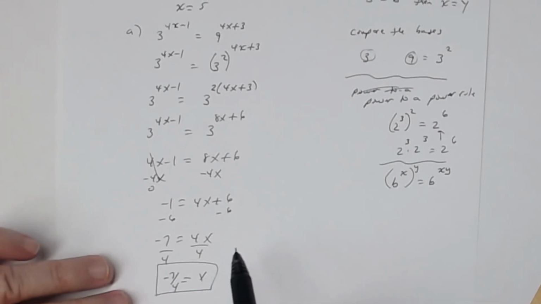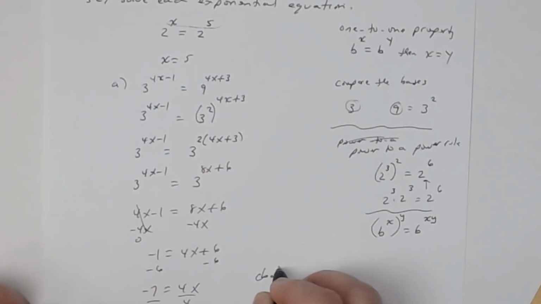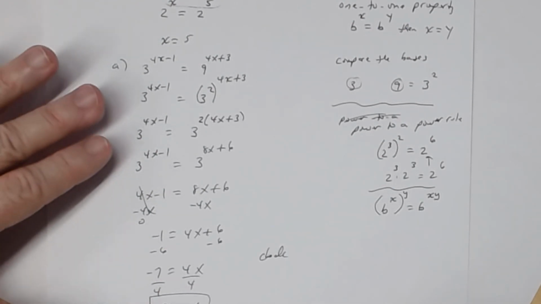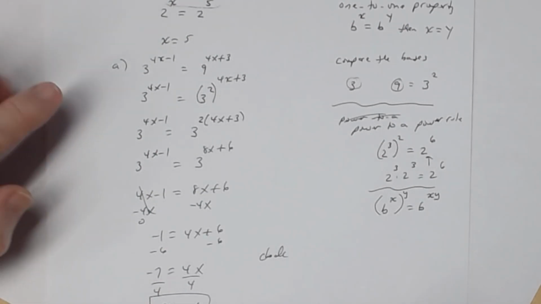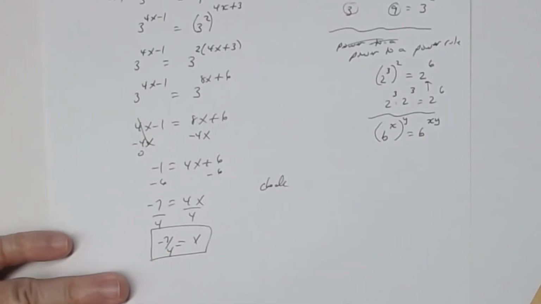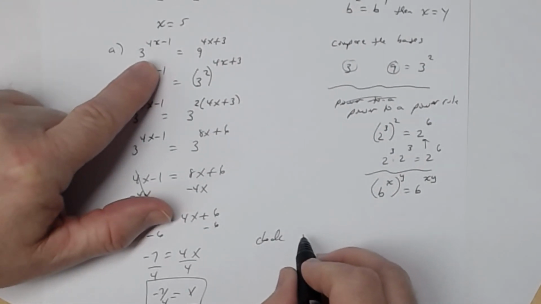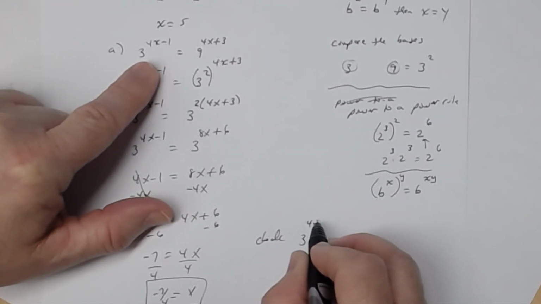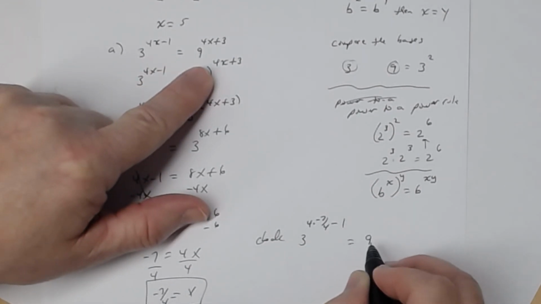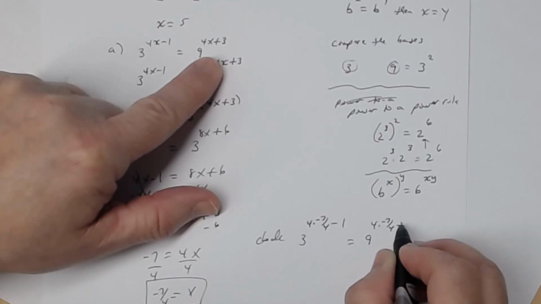So when x is negative 7 fourths, you can check it if you want. Let's just check it. Now on a test, you're not going to have time to check these, but in terms of homework, you can easily check those. So let's check to verify that negative 7 fourths is a solution. Always go back to the original problem. We have 3 to the 4 times negative 7 fourths minus 1 equals 9 to the 4 times negative 7 fourths plus 3.